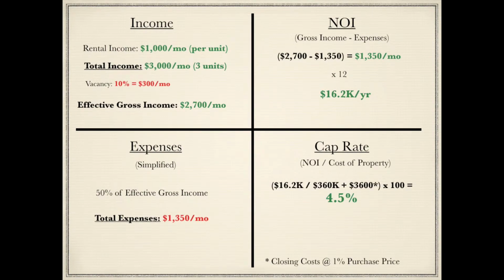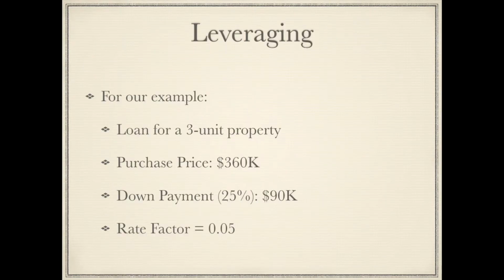Now the cap rate is calculated as the NOI divided by the cost of the property. In our example, the NOI is $16,200 per year divided by the purchase price of the property, which was $360,000 plus $3,600, which is the closing cost at 1% of the purchase price. So multiply that by 100 and you get a cap rate of 4.5%. The cap rate is the actual return you would get if you were to pay for the property with full cash. Now let's take leveraging into account.